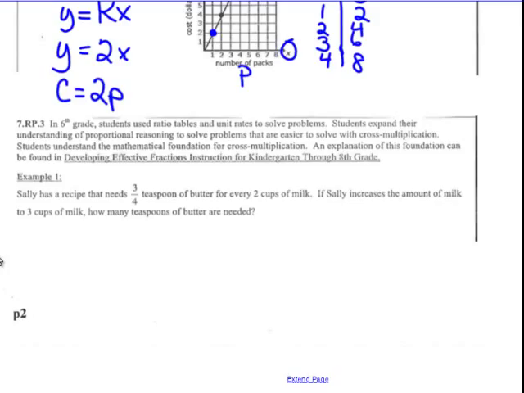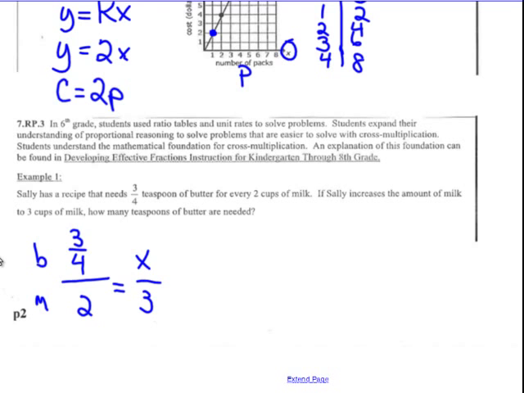Sally has a recipe that needs 3/4 of a teaspoon of butter for every 2 cups of milk. If Sally increases the amount of milk to 3 cups, how many teaspoons of butter are needed? So I have a couple ways that I could do this. I could set it up proportionally. So for instance, 3/4 of a teaspoon of butter for every 2 cups of milk would be equivalent to, now if it's 3 cups of milk, how much butter?